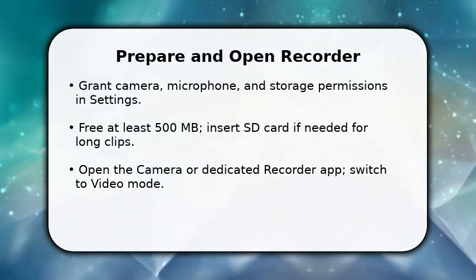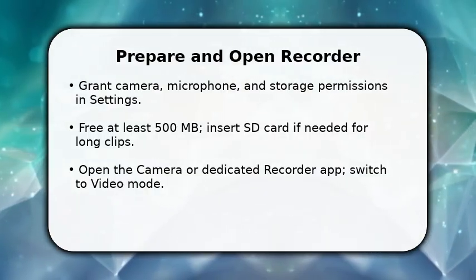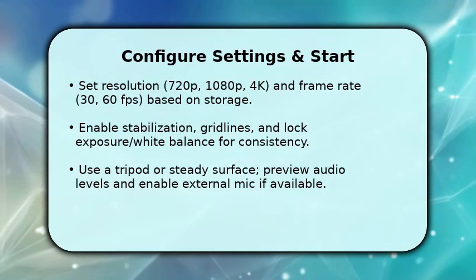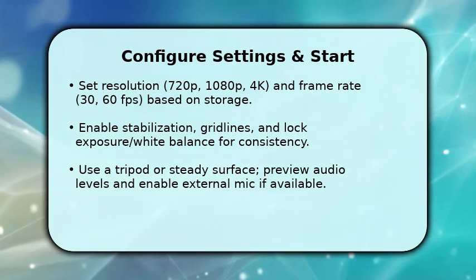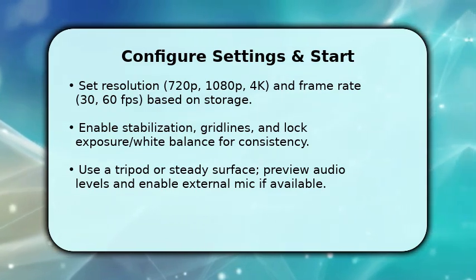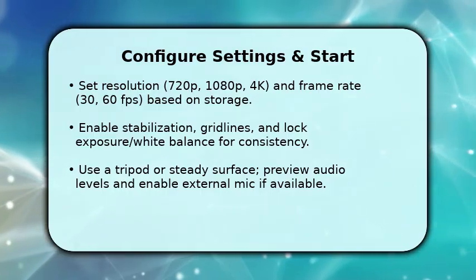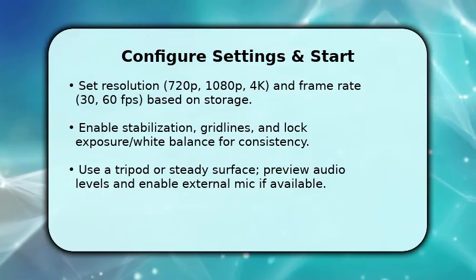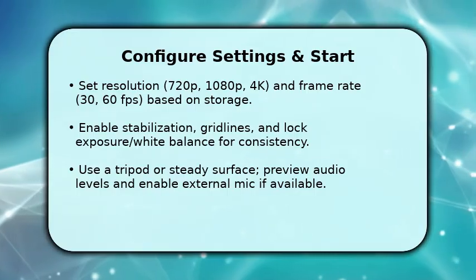Tap the resolution or quality icon now, and pick a preset like 1080p at 30 FPS if you want a good balance between clarity and file size. With the app open, configure your key settings. Select resolution and frame rate based on your storage and target use, because higher settings consume space faster. Next, enable electronic or optical stabilization and turn on grid lines to help composition. Lock exposure and white balance so brightness and color don't shift mid-shot.